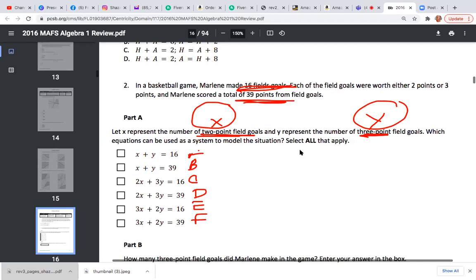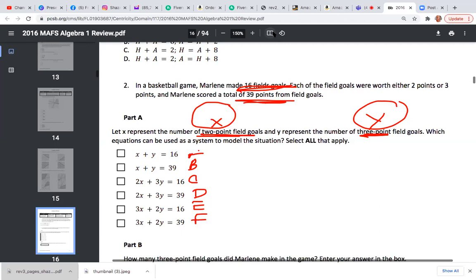Guys, listen, it's not bad. Let me rephrase it for you. Use common sense. Don't overcomplicate it. Think about it, guys. If you're playing basketball, and I know most of you love basketball, you have the 2-point throws and the 3-point throws. So the total number of shots you made is 16, and those 16 are made up of 2-pointers and 3-pointers. So which one of these equations says the total number of shots you made?